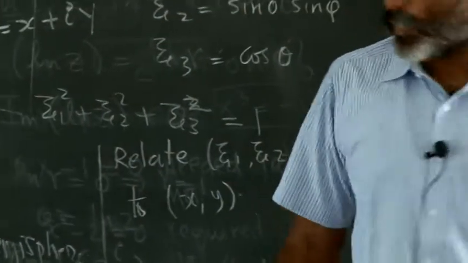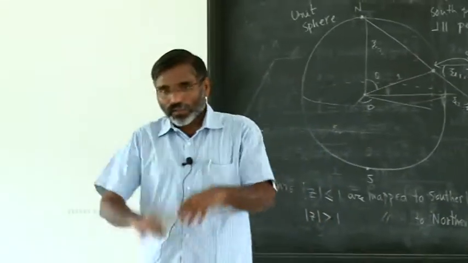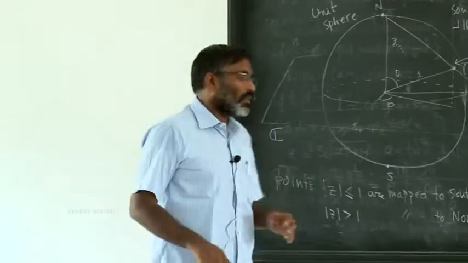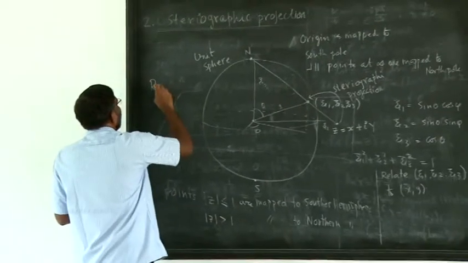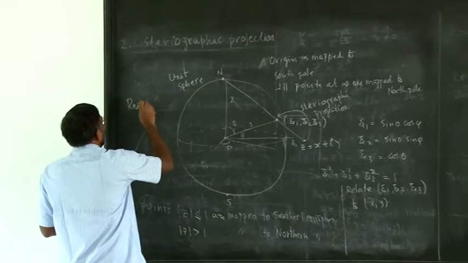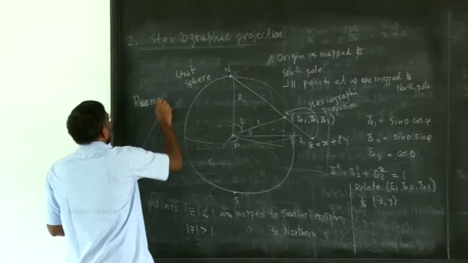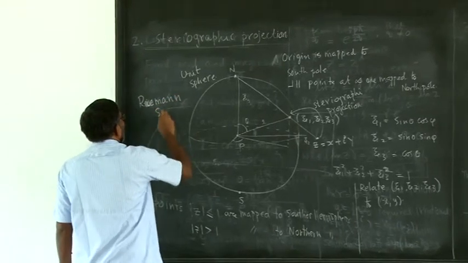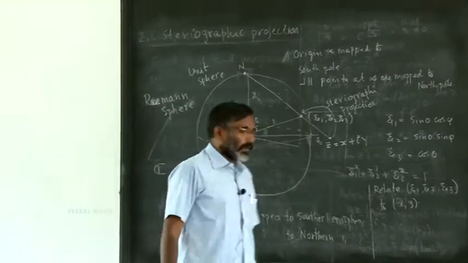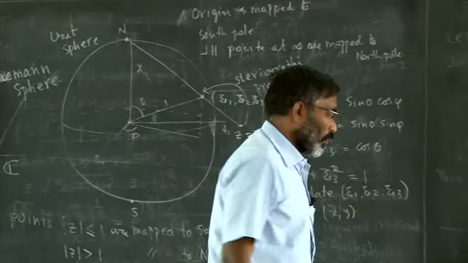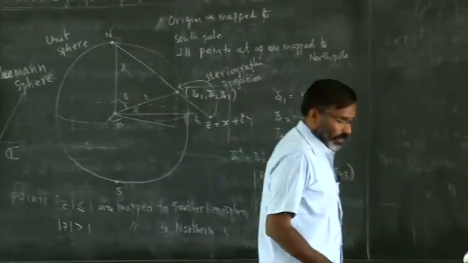So essentially, this sphere, which has all the information about the complete complex plane, is called the Riemann sphere. This mapping is what is called stereographic projection. This sphere is called the Riemann sphere.